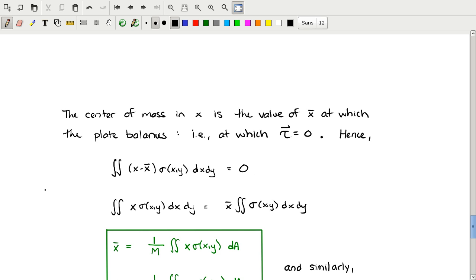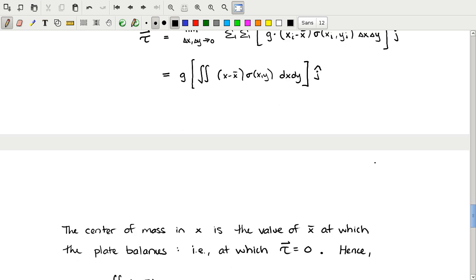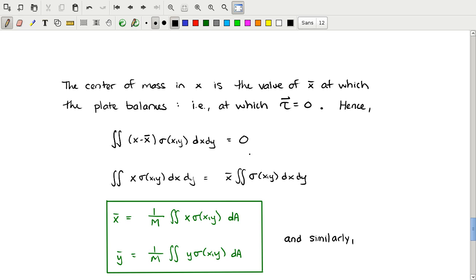We can divide out the gravity coefficient, and we have the following, that the integral of x minus x bar, sigma of x and y, dx dy has to be 0, where again we've gotten rid of the gravity coefficient and the direction vector j. Those are just constants. And if we're setting this equal to 0, it doesn't matter what these constants are, it just matters that the integral must be 0. Well, if that integral must be 0, we can separate it into two pieces. On the left we have x sigma dx dy, and on the right we have x bar sigma dx dy.